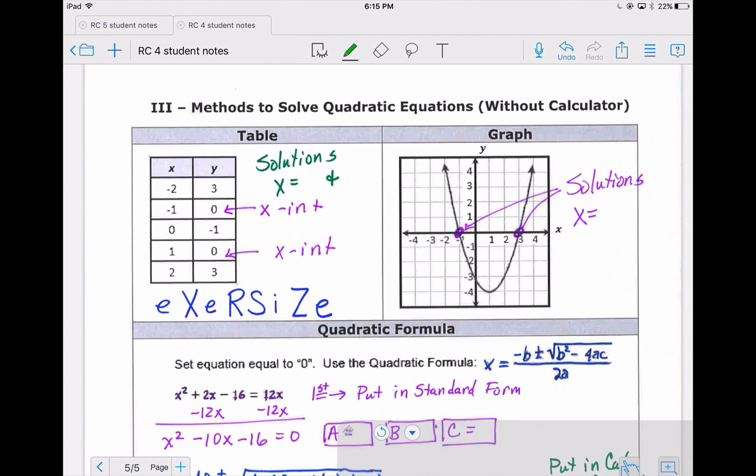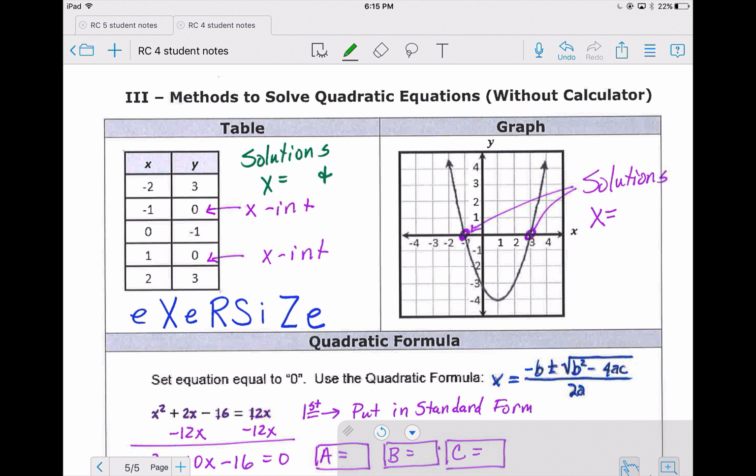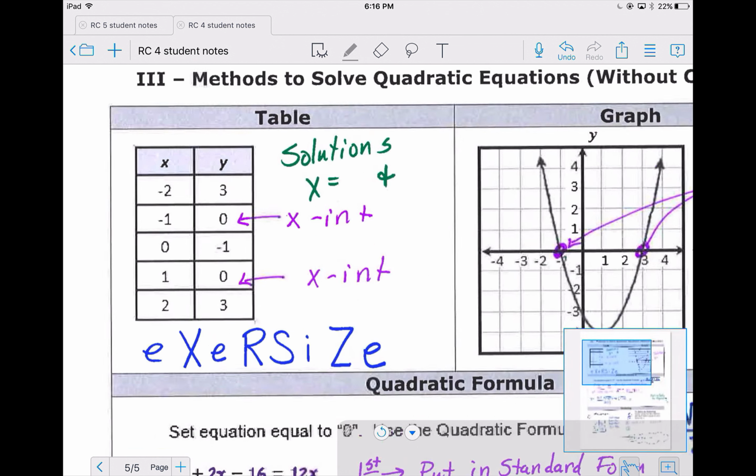On the last page, we're going to talk about some methods that we can use to solve quadratic equations if you don't have a calculator. So this could be they don't give you a calculator, you forget how to use your calculator, or you're given this information and no function to put into the calculator, so you can't use a calculator.